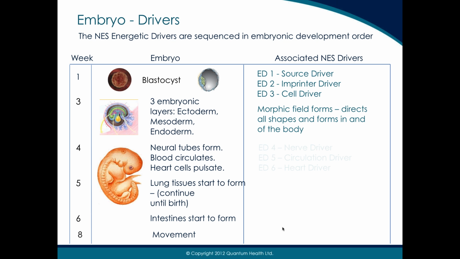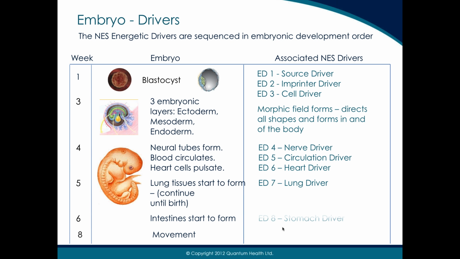Three layers, morphic field forms. So it directs all shapes and forms in and of the body. ED4, ED5, ED6: the nerve driver, circulation driver, heart driver. It's about circulation, the nerve circulation, the circulation of the circulation driver, and the heart is the master of the circulation. It's more important than our brain, our heart driver. Therefore, it's so close to number 1, heart driver.